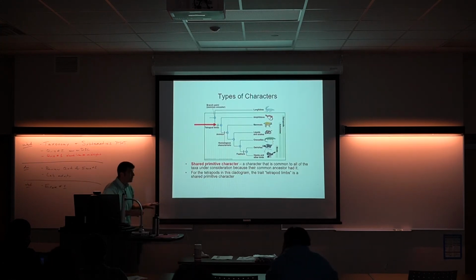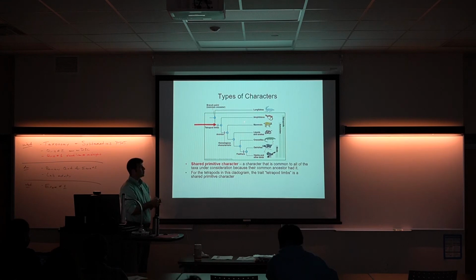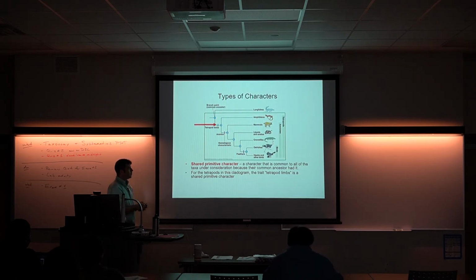Let's only consider the ones that are in this green box. So that means we're just thinking about the tetrapods. From the perspective of tetrapods, that characteristic of having 4 limbs you can see is shared by every member of this group. Amphibians, mammals, reptiles, birds, they all are tetrapods. So that's a shared primitive characteristic.